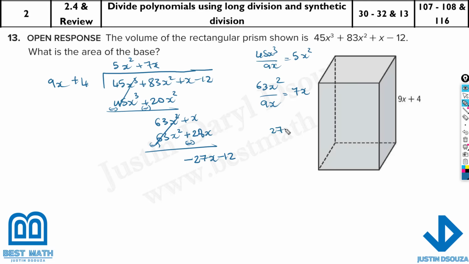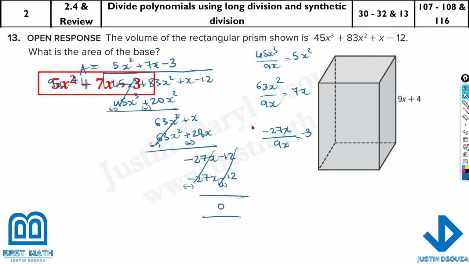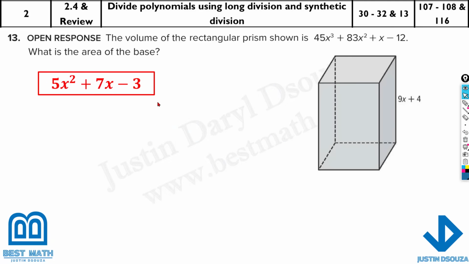So we have negative 27x divided by 9x. x cancels, it'll be minus 3. So last term is minus 3. 9 times minus 3 is minus 27x. 4 times minus 3 is minus 12. Now the sign changes here. This will be plus, and both the terms are gone. Remainder is 0. The quotient is over here. That's the area. So area is 5x squared plus 7x minus 3. Let's look over here. It's 5x squared plus 7x minus 3.